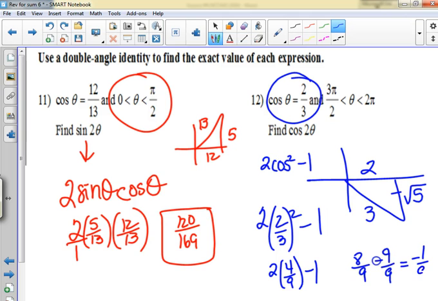I got negative 1/9. Did someone else get that? Okay. Should be the same if you use any of those 3 formulas, by the way.